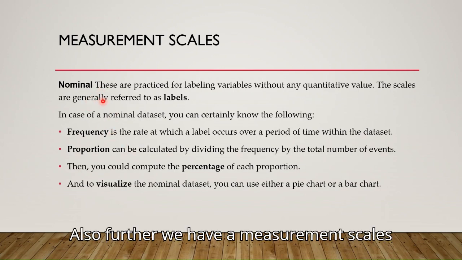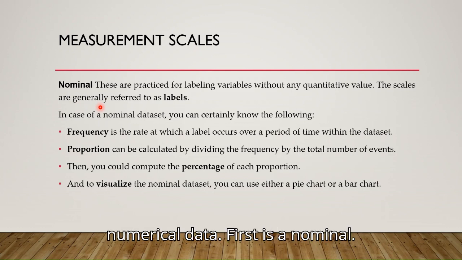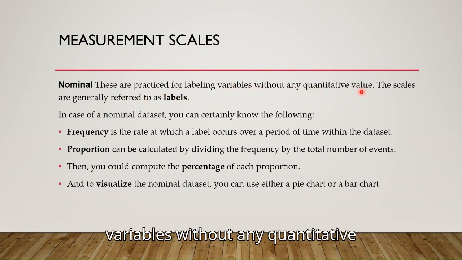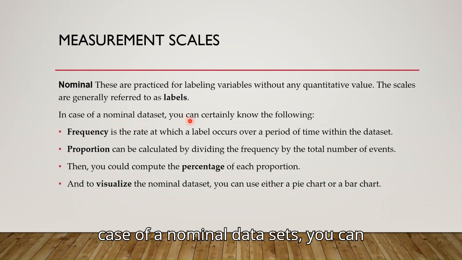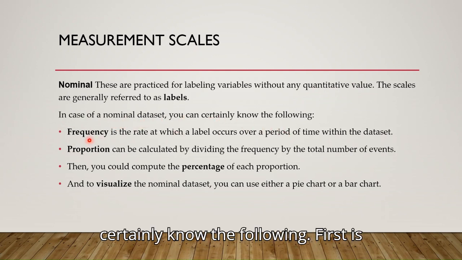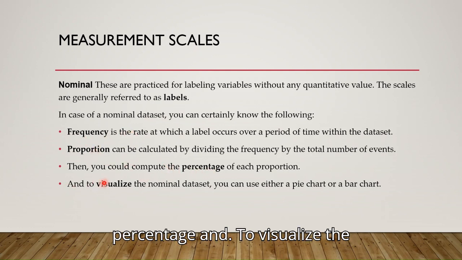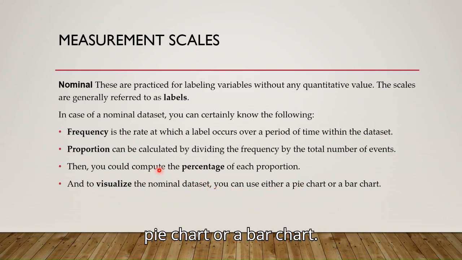Further, we have measurement scales that represent categorical data and numerical data. First is nominal. These are used for labeling variables without any quantitative value. The scales are generally referred to as labels. In the case of nominal datasets, you can certainly know the following: frequency, proportion, and percentage. To visualize a nominal dataset, you can use either a pie chart or a bar chart.